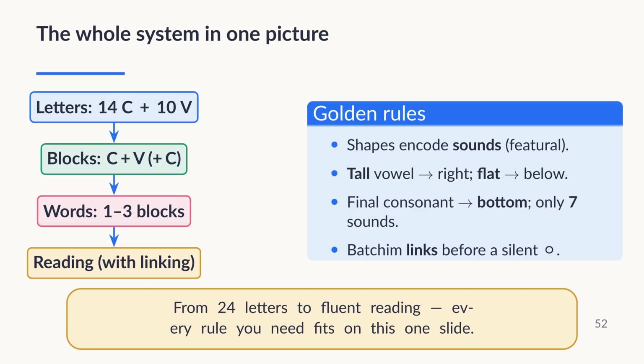On the right are the golden rules that govern each step. 1. Letter shapes encode their sounds because Hangul is a featural alphabet. 2. A tall vowel goes to the right of the consonant and a flat vowel goes below it. 3. A final consonant goes on the bottom of the block, and no matter which letter it is, it makes only one of 7 sounds. 4. A bacham links into the next block when that block begins with the silent circle. That is the entire system. Think about it. Everything you need to go from 24 letters to reading real Korean fits on this single slide. If you ever feel rusty, come straight back here.